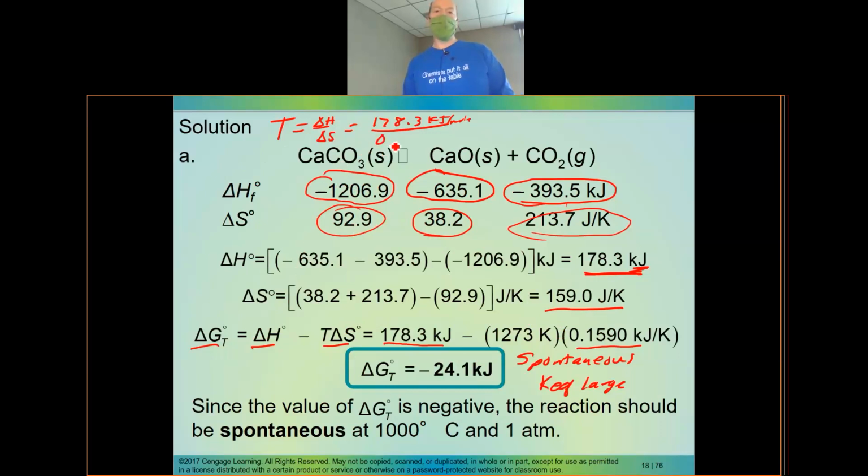And then our delta S is right there, I'm going to put it in the correct units, 0.1590 kilojoules per mole Kelvin. So your kilojoules must cancel your kilojoules. And so when you take 178.3 and divide by 0.1590, you get 1,121. All right, and so since my delta H is a positive number and my delta S is a positive number, I know that this is spontaneous at high temperatures.